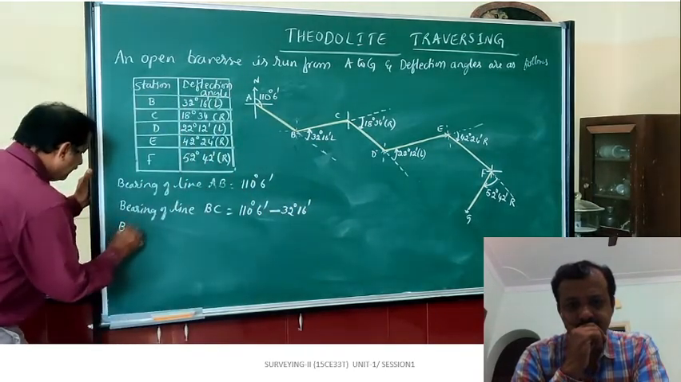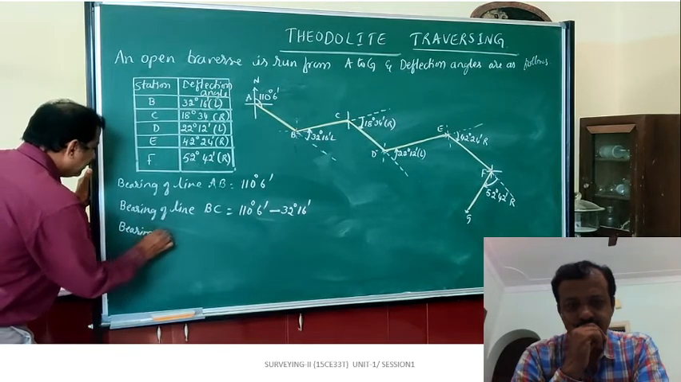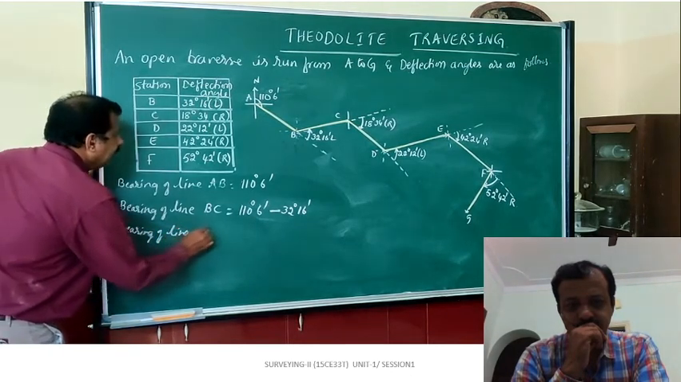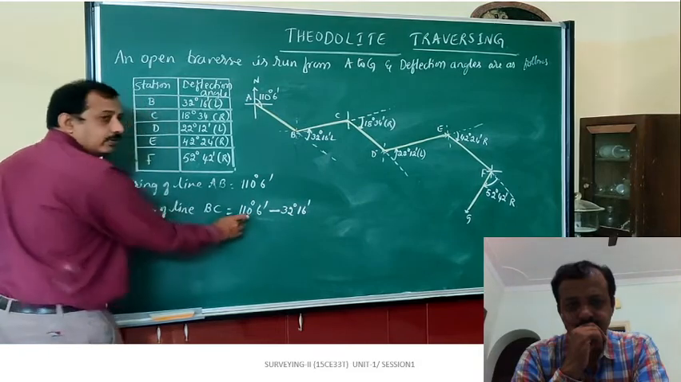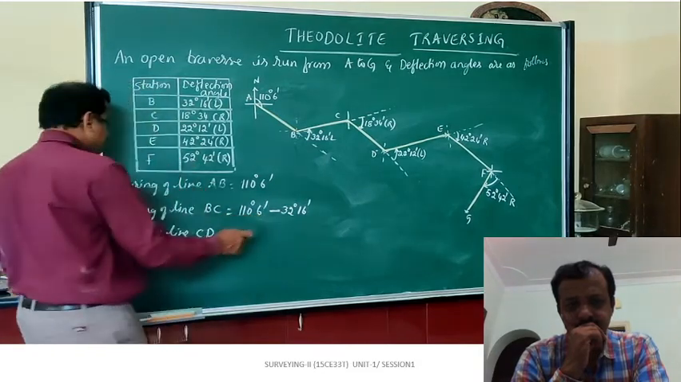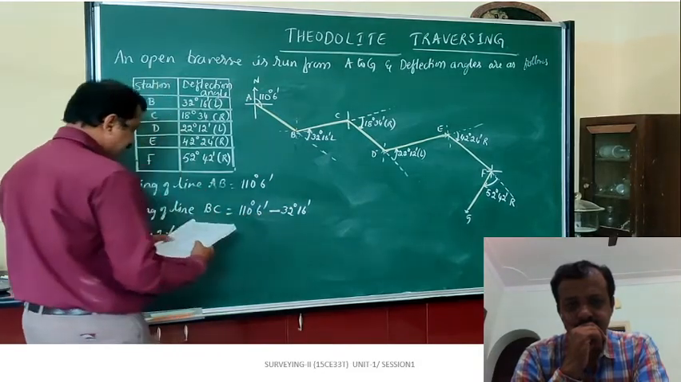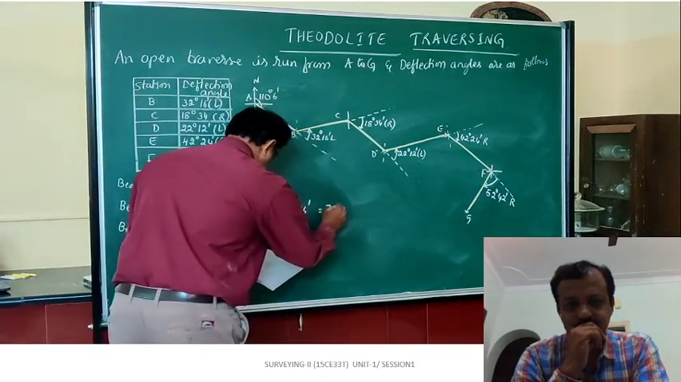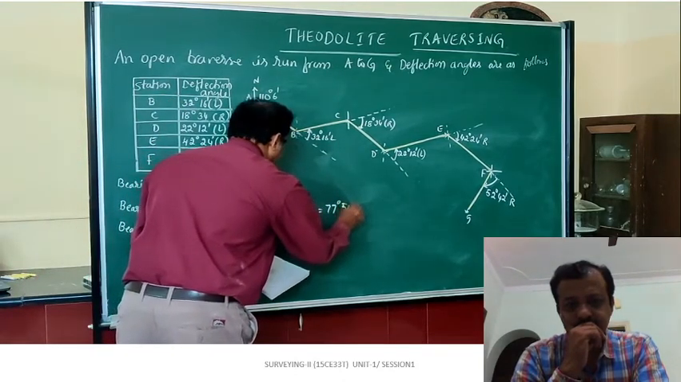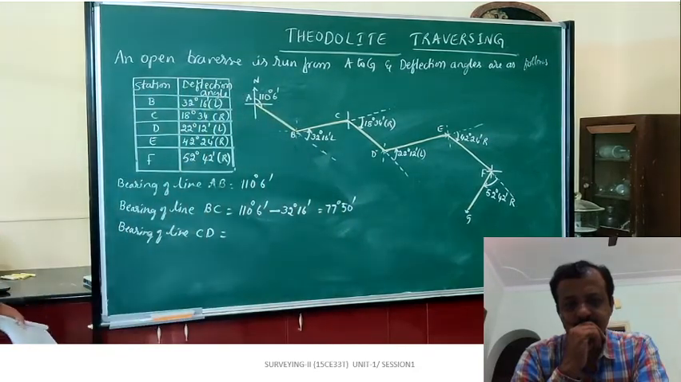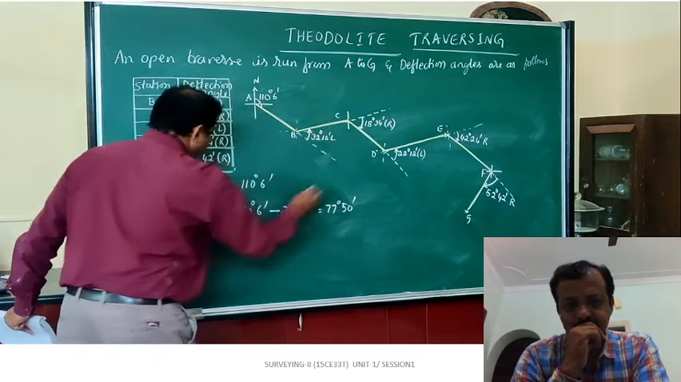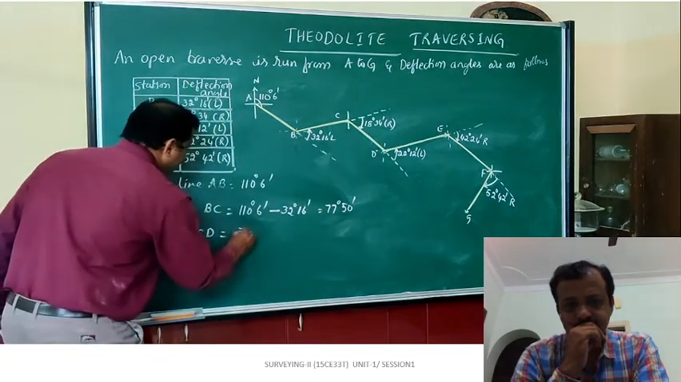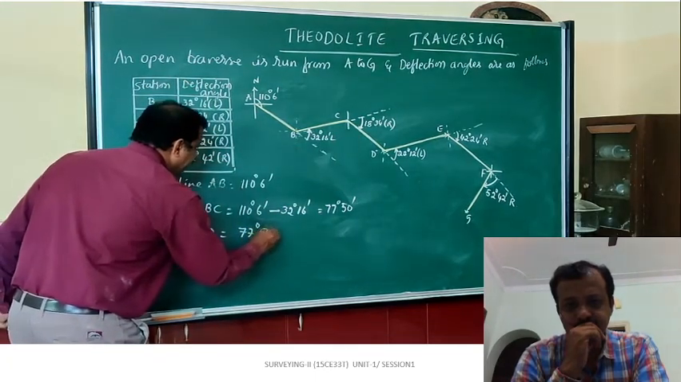So what is this value? 110 degrees 6 minutes minus 32 degrees 16 minutes. This value is 77 degrees 50 minutes. Similarly, the bearing of line CD is equal to 77 degrees 50 minutes.